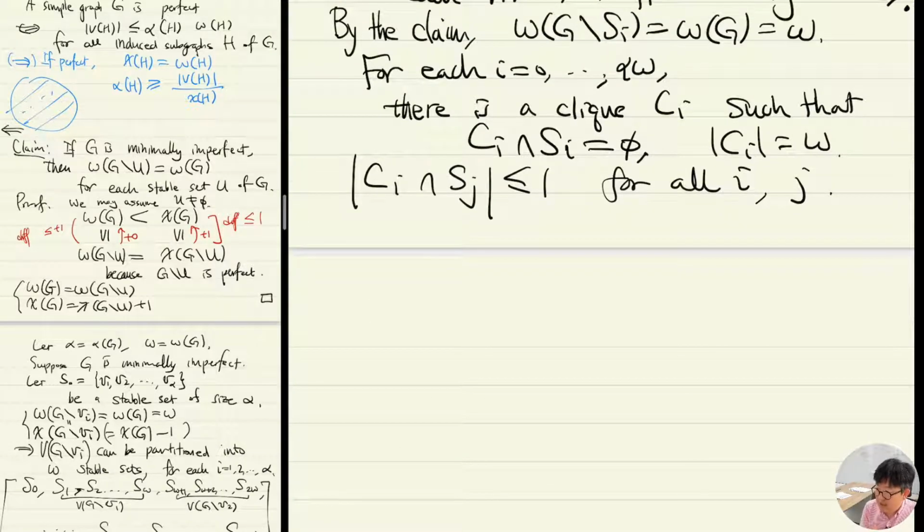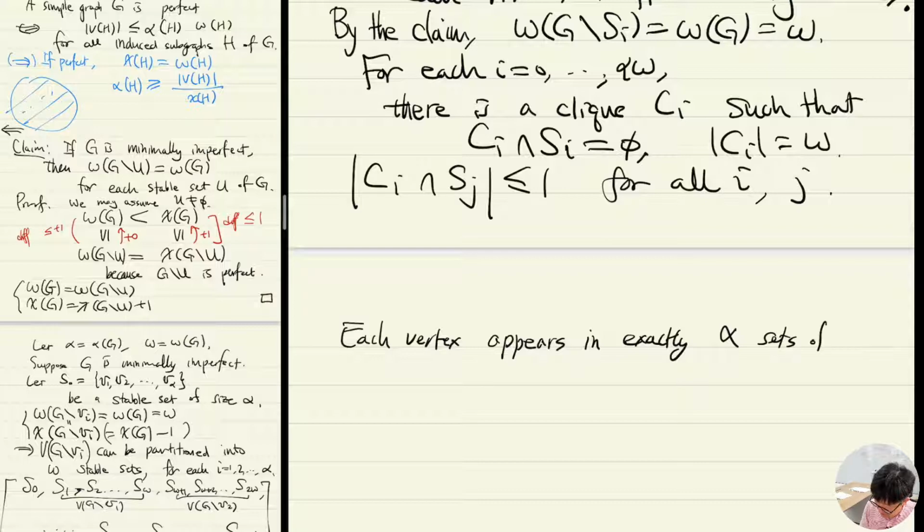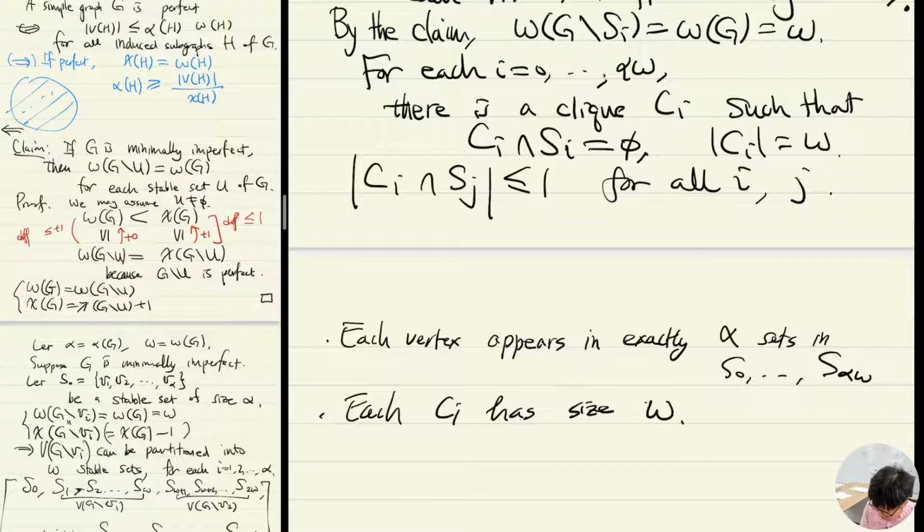Now, what's gonna happen then? Every vertex appears in exactly alpha sets in S0 up to S alpha omega, and each Ci has size exactly omega. So that means every Ci has size exactly omega.